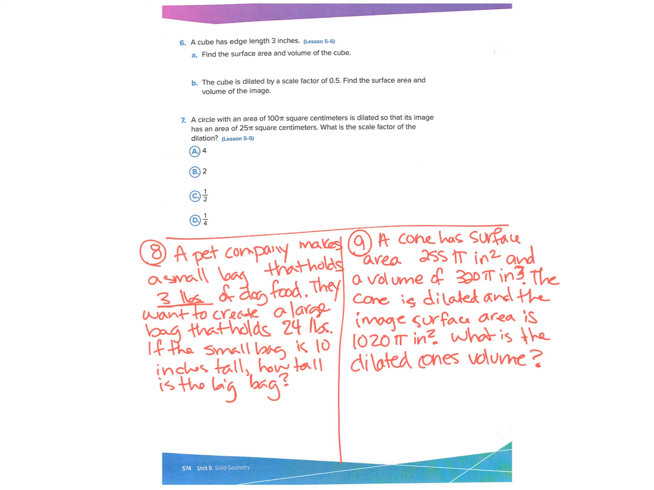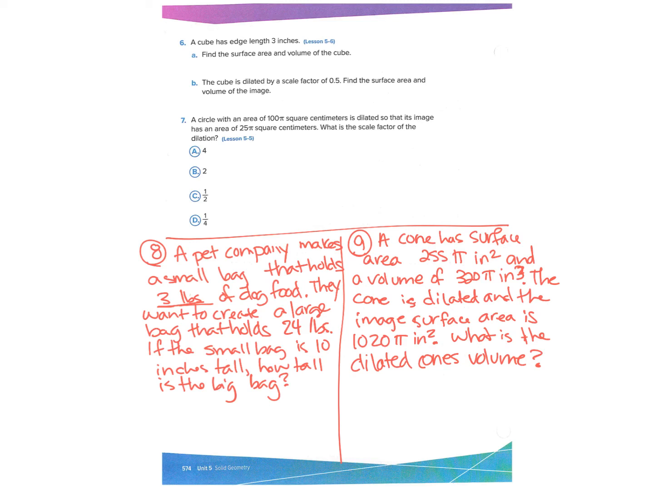So, problem 8. A pet company makes a small bag that holds 3 pounds of dog food. They want to create a large bag that holds 24 pounds. If the small bag is 10 inches tall, how tall is the big bag? So this is a two-step problem where you'll use the 3 and the 24 to find your K. And once you know your K, you can use that to help you find out how tall the large bag is.